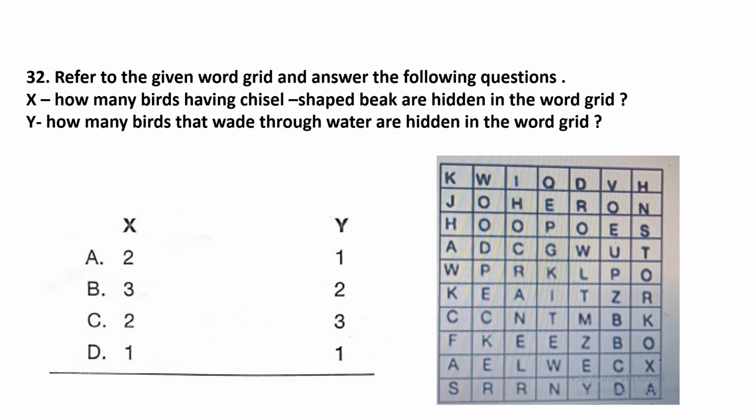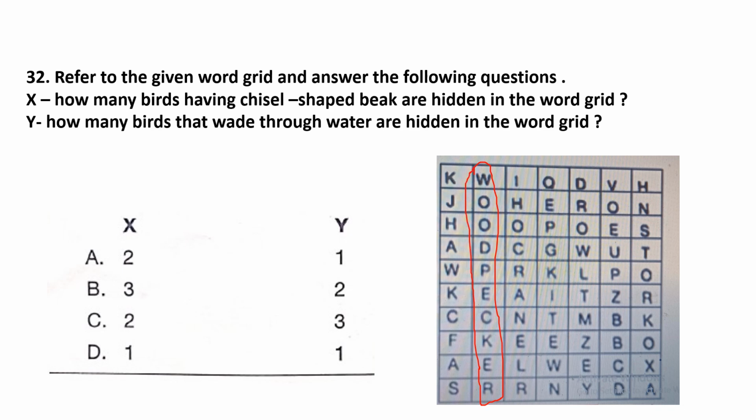Question number 32. Refer to the given word grid and answer the following questions. For X, how many birds having chisel-shaped beak are hidden in the word grid? Y, how many birds that wade through water are hidden in the word grid? First, we find out how many birds are there. I can see woodpecker. Kids, try to find out how many birds are there.